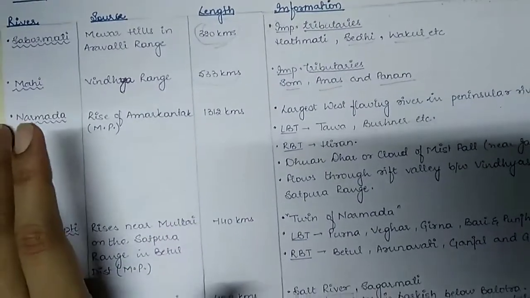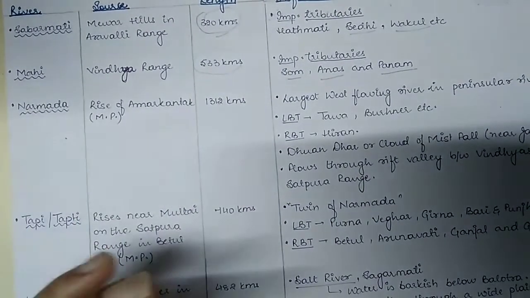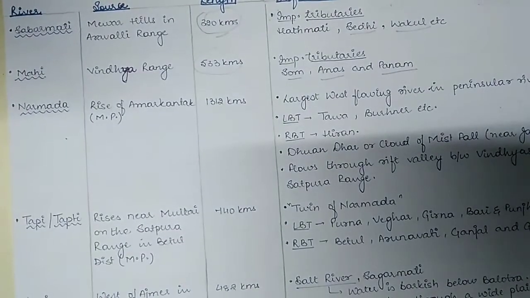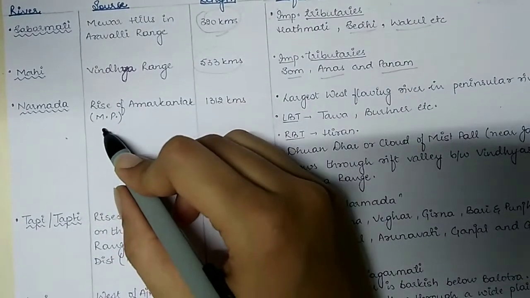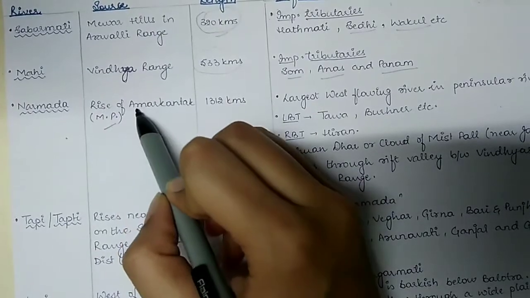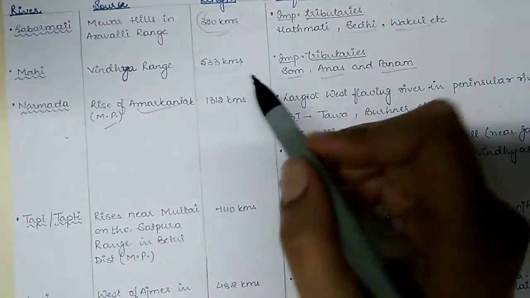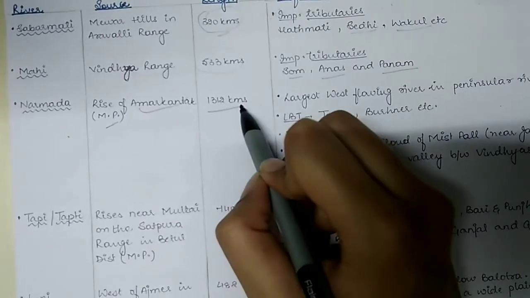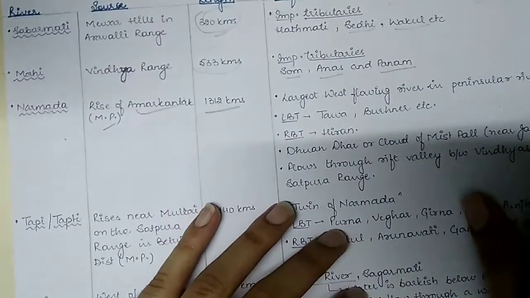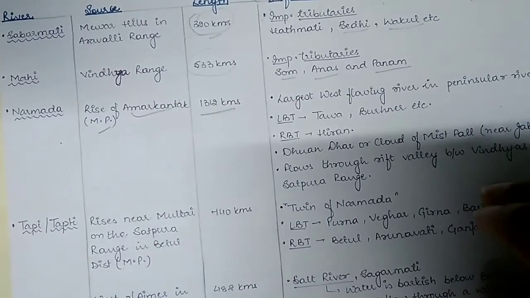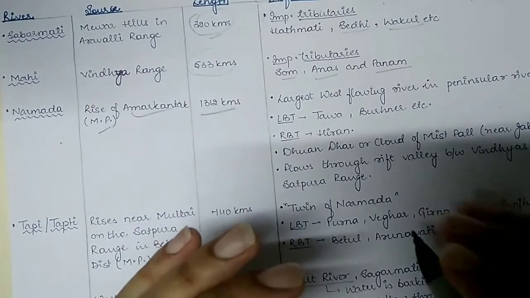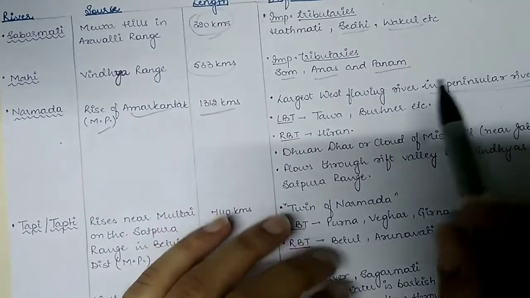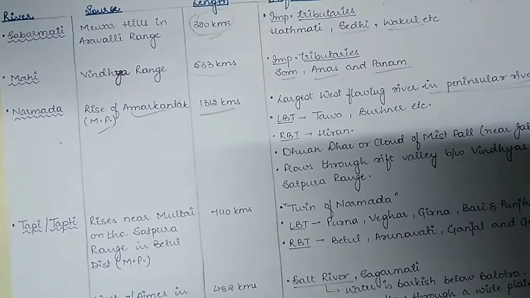Then we have Narmada River. Narmada River rises from the Amarkantak Plateau in Madhya Pradesh. It covers the length of 1312 kilometers, which makes it the largest west flowing river in the peninsular area.